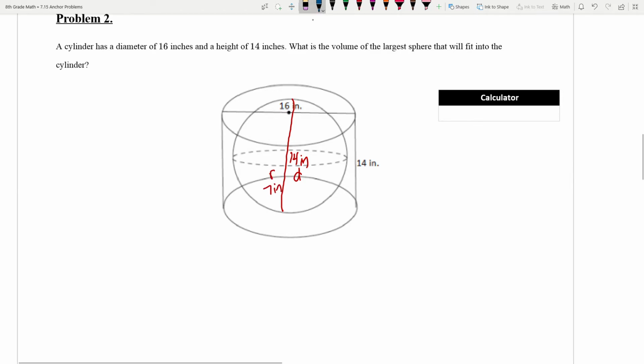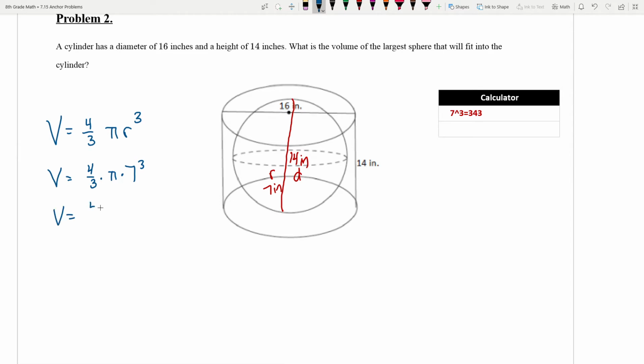And so we're going to say volume is going to equal 4/3 times pi times the radius to the third power. And so volume is going to be 4/3 times pi times 7 to the third power. And this is not squaring a number, it's to the third power now. And so in our calculators, we'll go 7 to the third power is 343. At this point, I'm going to put in the decimal form of pi, so 3.14 times 343.